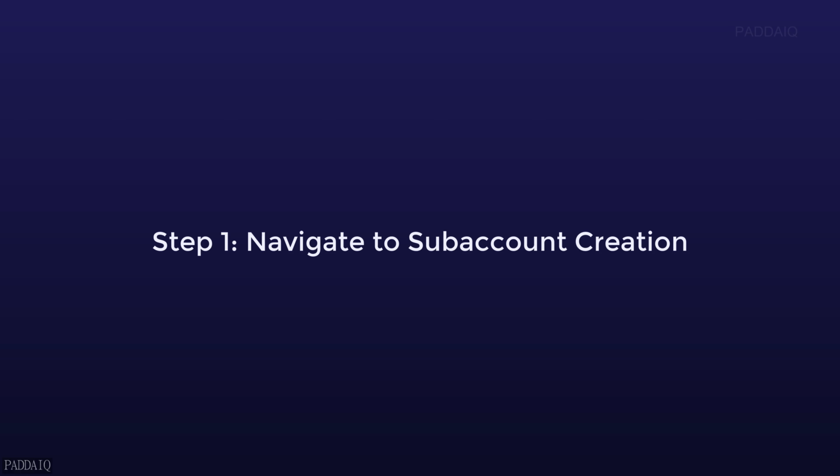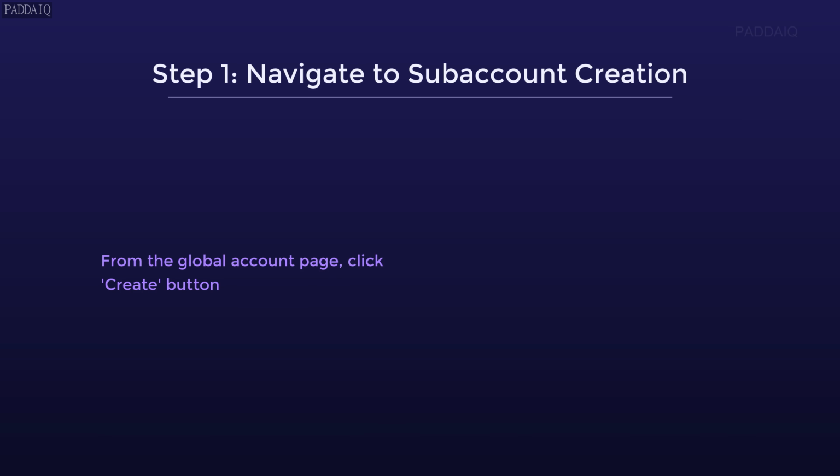Navigate to the subaccount creation area to begin. From the Global Account page, click the Create button. This means starting the process to set up a new subaccount directly from your main account overview. For instance, just like creating a new project folder within your main company drive. This action initiates the foundational setup for your SAP BTP environment.